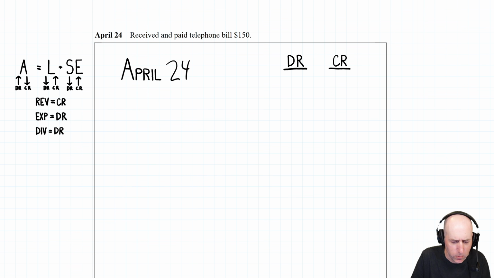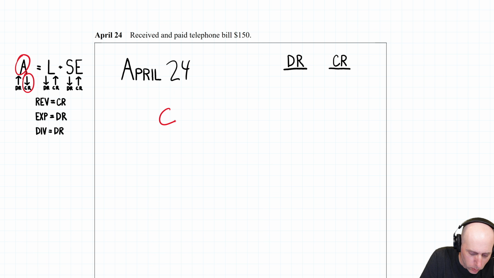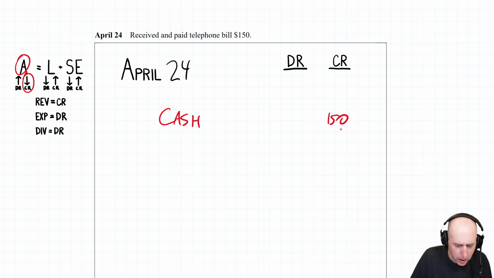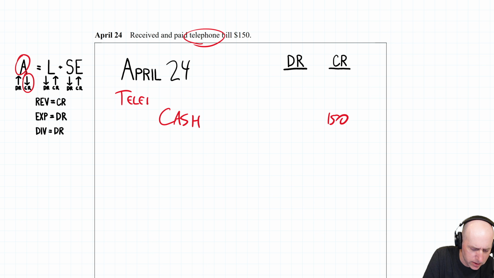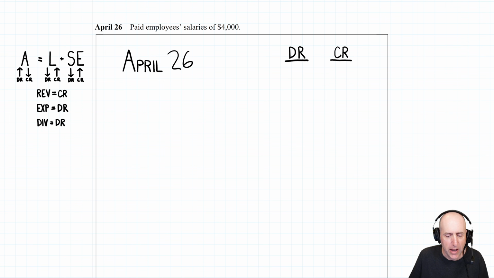April the 24th, received and paid the telephone bill. $150. Did cash change hands? Yes. Is cash going up or down? Down. Cash is an asset, going down. We credit cash. The debit related to a telephone bill is telephone expense. $150. Beautiful.